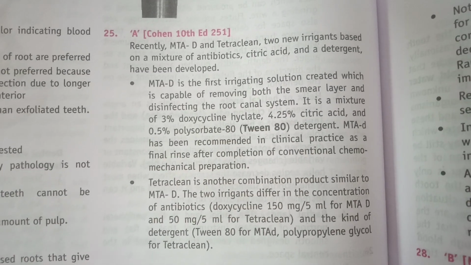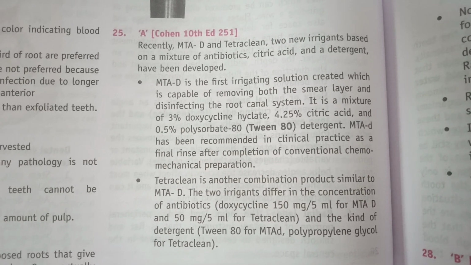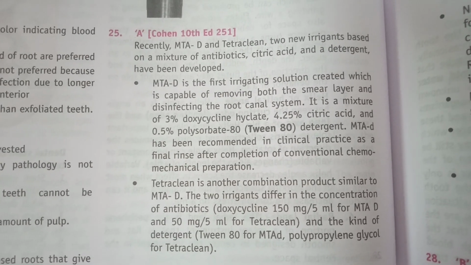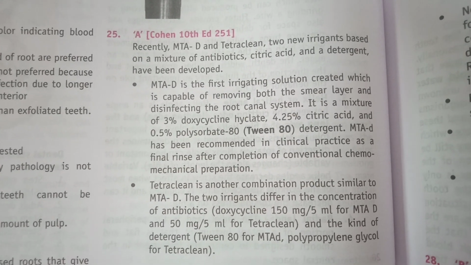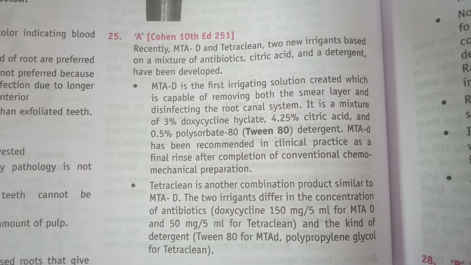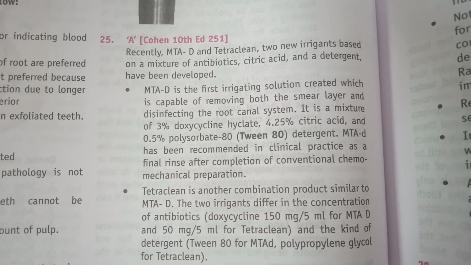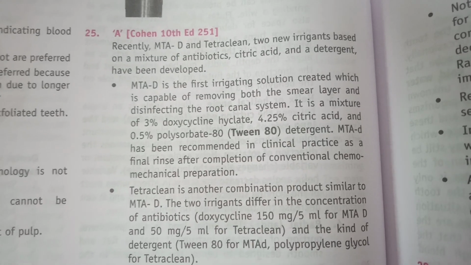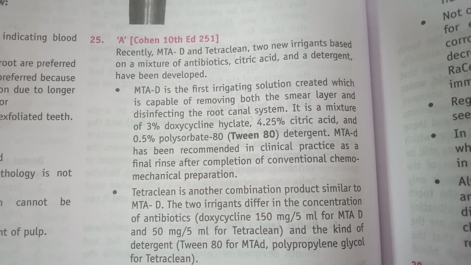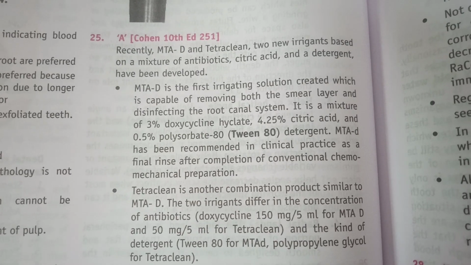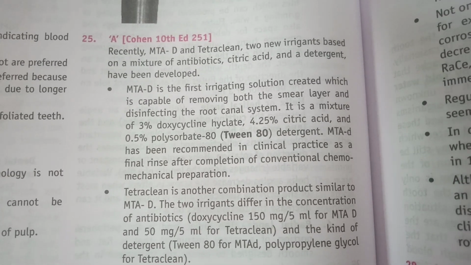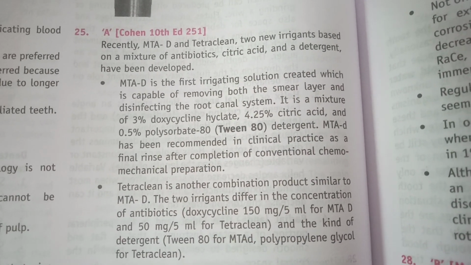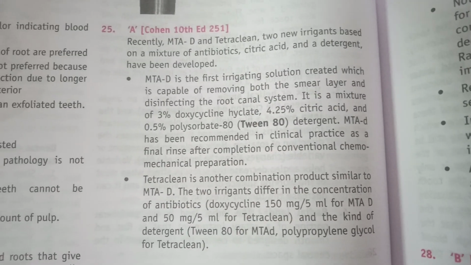Recently, MTAD and Tetraclean, two new irrigants based on a mixture of antibiotics, citric acid and a detergent, have been developed. MTAD is the first irrigating solution capable of removing both the smear layer and disinfecting the root canal system. It is a mix of 3% doxycycline hyclate, 4.25% citric acid and 0.5% polysorbate 80 or Tween 80 detergent. MTAD has been recommended in clinical practice as a final rinse after completion of conventional chemomechanical preparation.